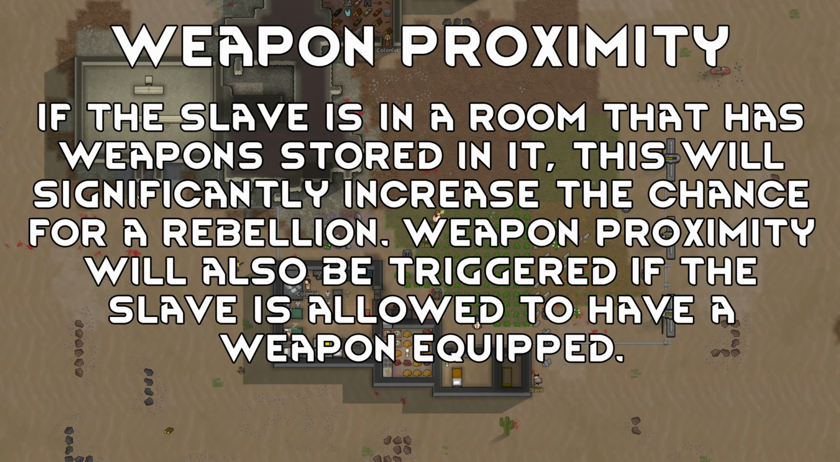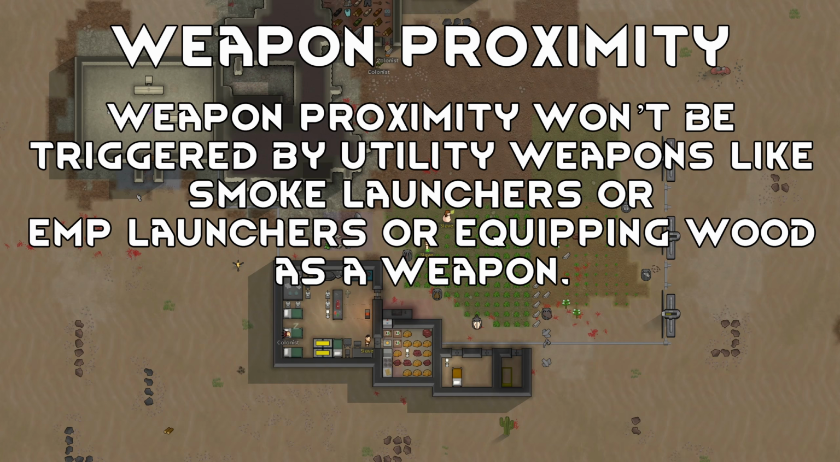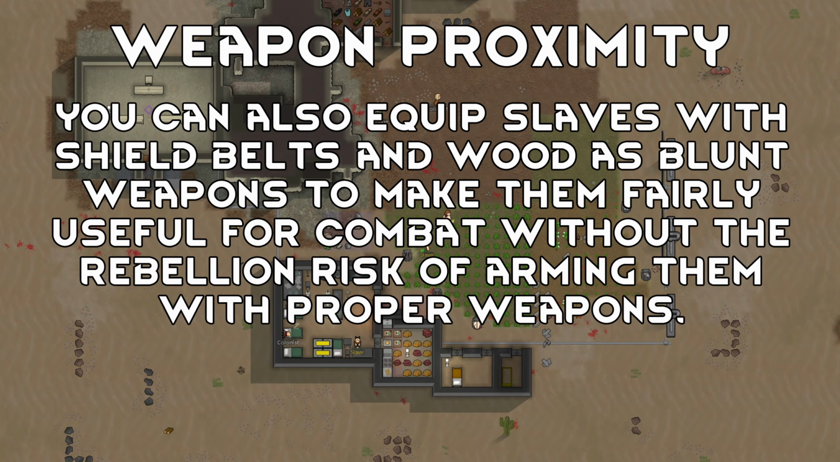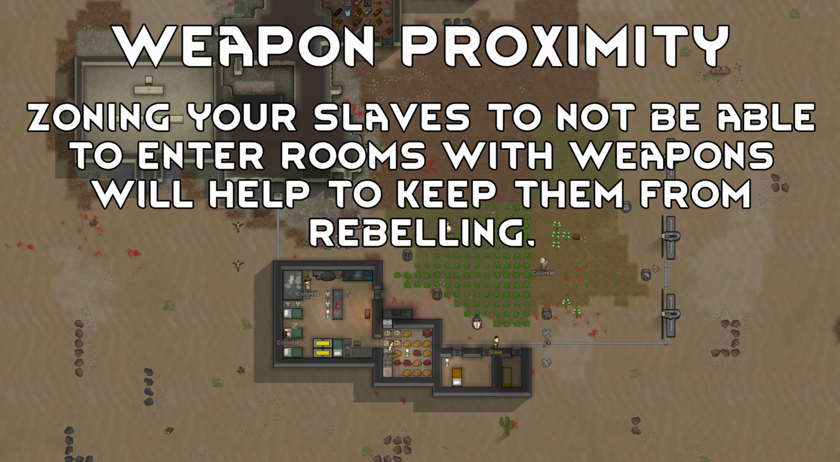A very important factor would be weapon proximity. If the slave is in a room that has weapons stored in it, this will significantly increase the chance for rebellion. Weapon proximity will also be triggered if the slave is allowed to have a weapon equipped. Weapon proximity won't be triggered by utility weapons like smoke launchers or EMP launchers, or by equipping wood as a weapon. You can also equip slaves with shield belts and wood as blunt weapons to make them fairly useful for combat, without the rebellion risk of arming them with proper weapons. Zoning your slaves not to be able to enter rooms with weapons will help to keep them from rebelling.